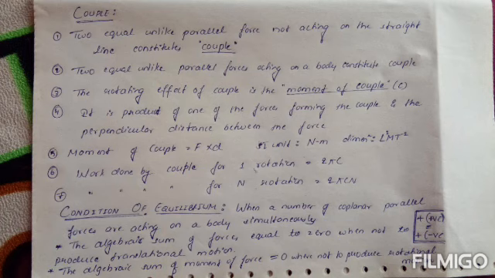Work done by the couple for one rotation is 2 pi C, whereas for n rotations it is 2 pi C n. Okay, then conditions for equilibrium, where the condition is when a number of coplanar parallel forces are acting on a body simultaneously. Coplanar forces means two or more forces moving in the same plane. In that condition, the algebraic sum of forces is equal to 0, so it should not produce translational motion. Then next one, the algebraic sum of moments of forces is equal to 0, so it also does not produce rotational motion.